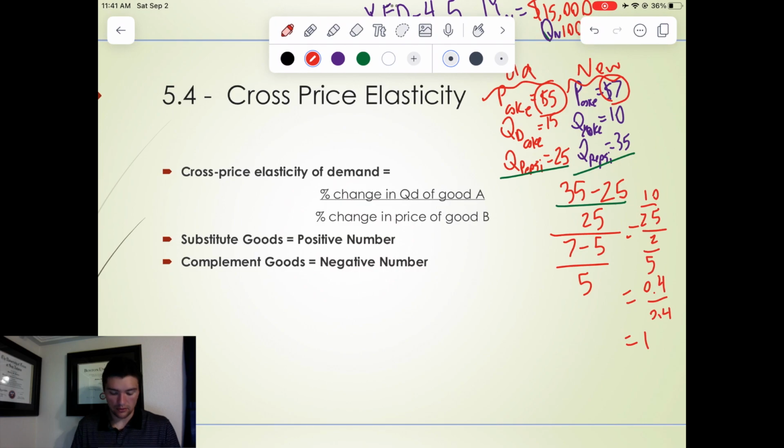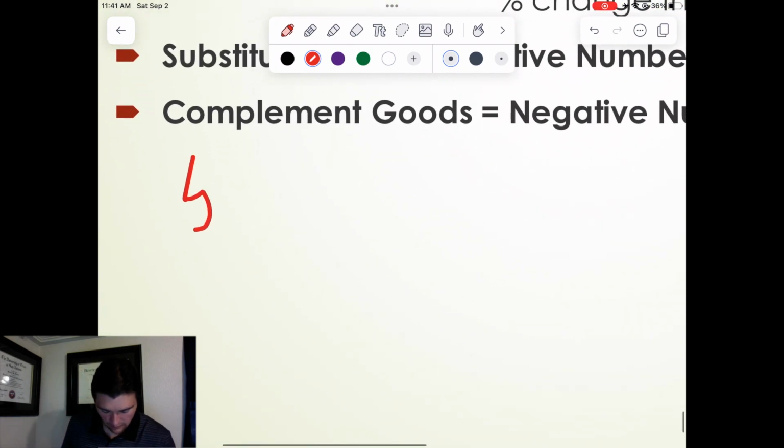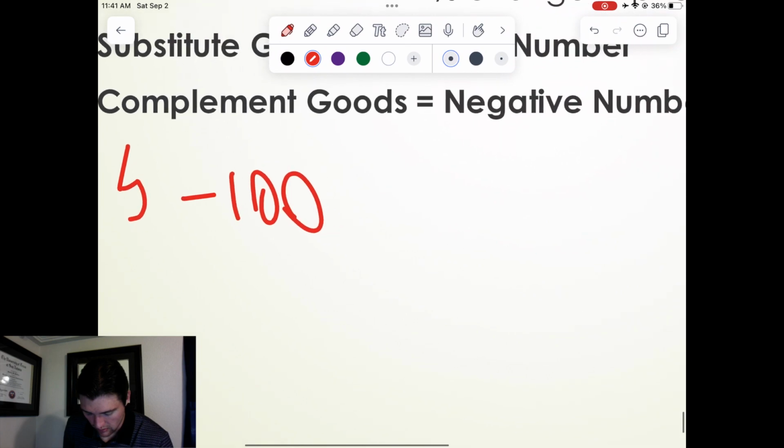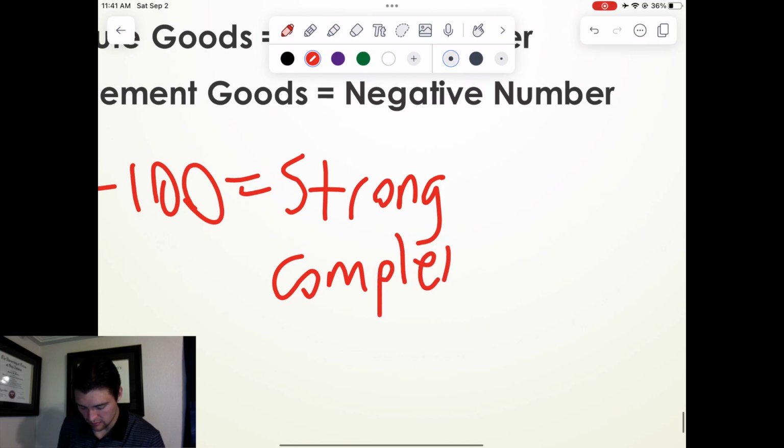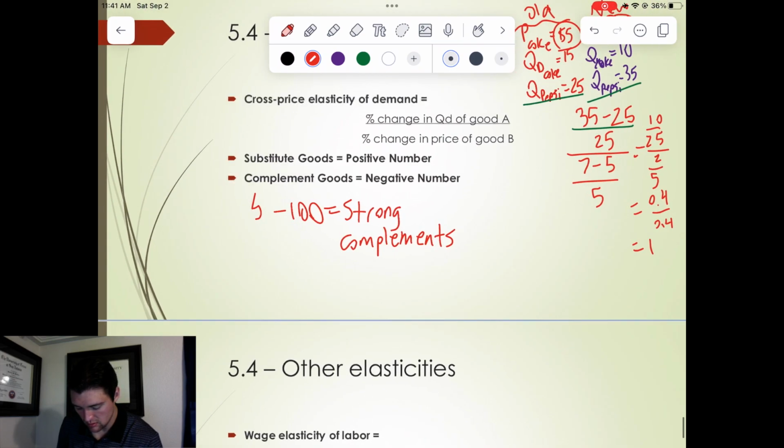Okay. So the same with complements. If the negative number is a large negative number, that would mean that they are very strong complement goods. So if we got like negative 100 as the number, these are strong complements. So like every time you buy cars, you need wheels. So that would probably be a very strong complement. So we would have a very high negative number, like negative 100.